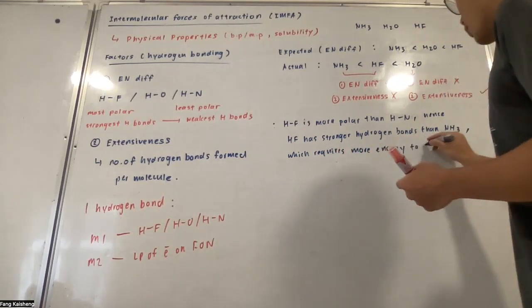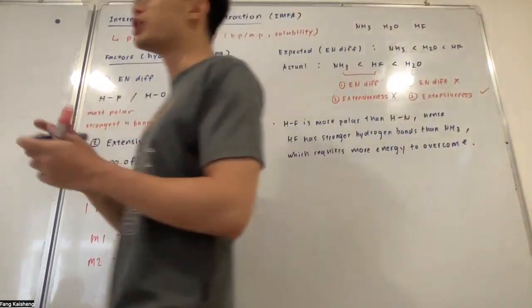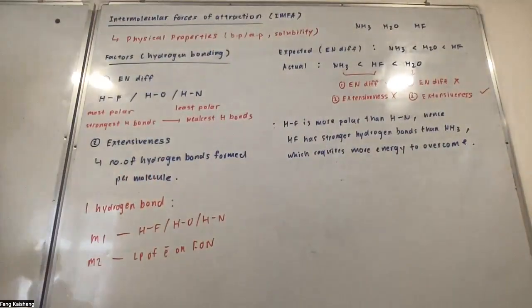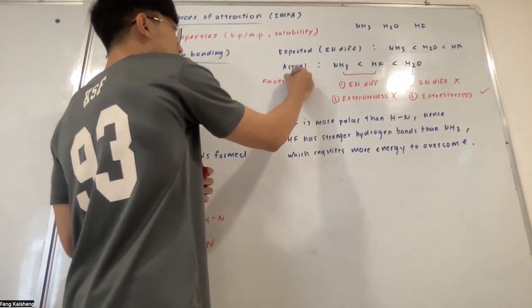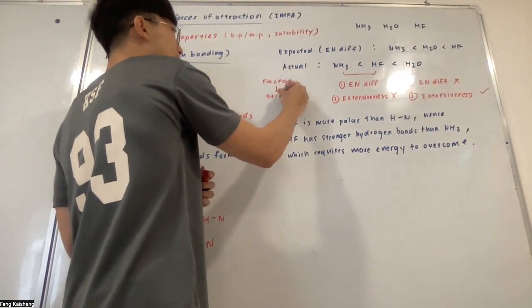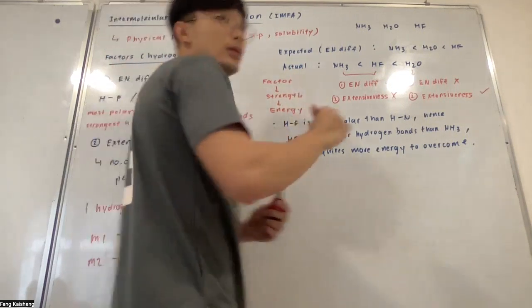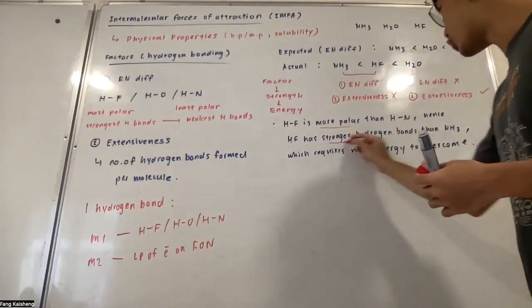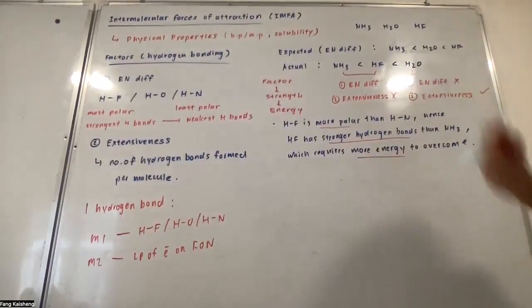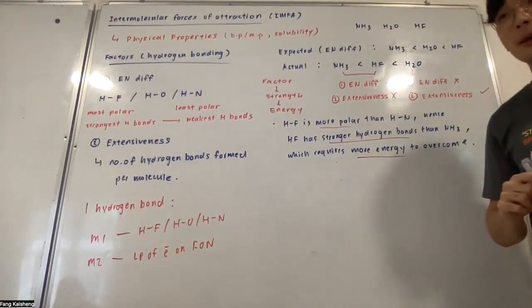Now, at this point I want to highlight that your answering format is usually the same for this entire chapter. Not just for IMFA, but even for structure and bonding. Your answering format is like this: you tell me the factor, then the strength, and finally the energy. Look at my answer: the factor, the strength, the energy. Three things. Follow this and you are set. Don't need to write too much.